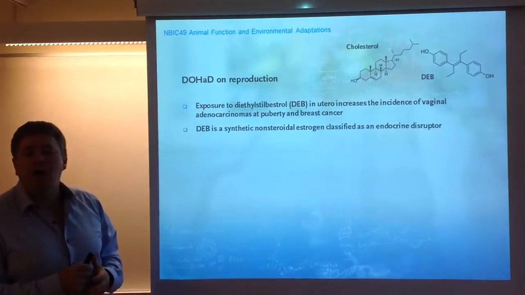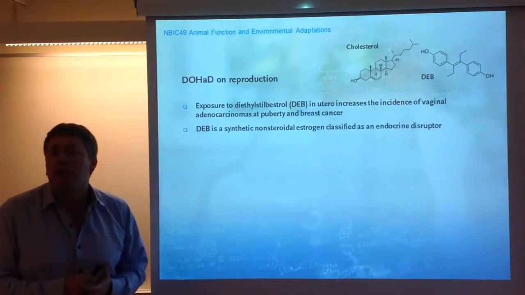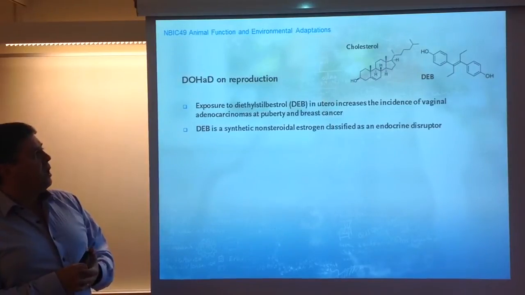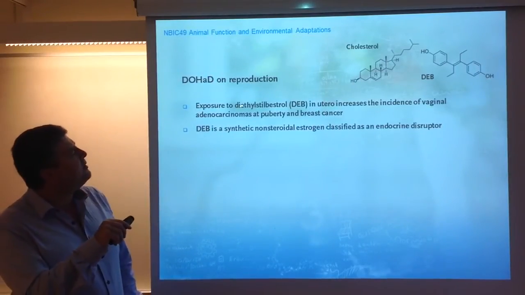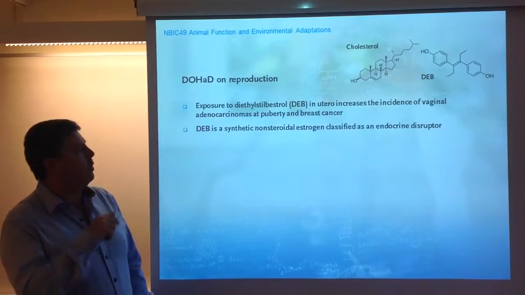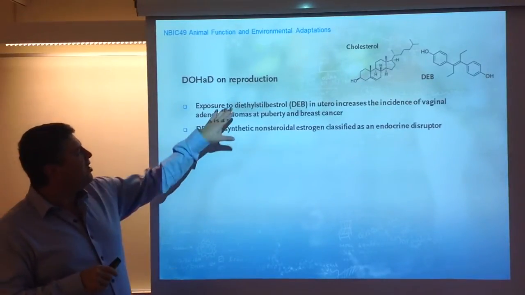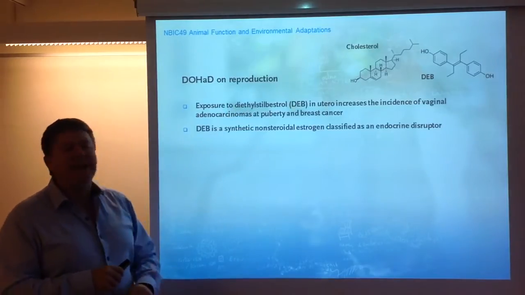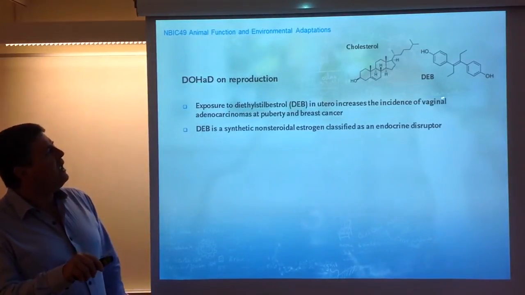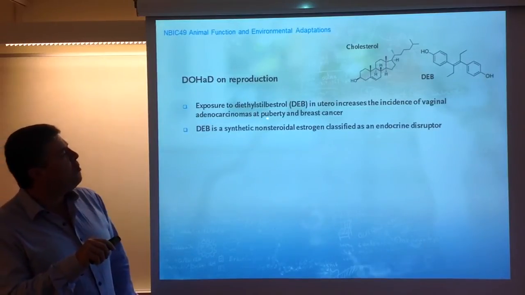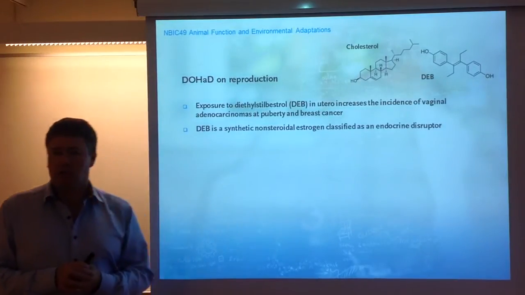Developmental origin of health and disease effects on reproduction. One example here: exposure to diethylstilbestrol, let's call it simpler, DES. Exposure to DES in utero increases the incidence of vaginal adenocarcinomas at puberty and breast cancer.